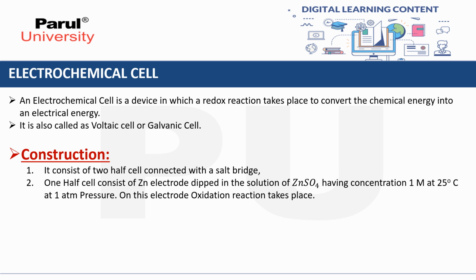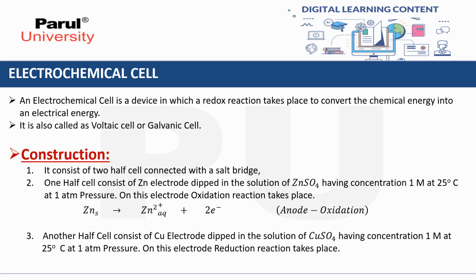One half cell consists of a zinc electrode dipped in a solution of zinc sulfate having a concentration of 1 molar at 25 degrees centigrade and 1 atmospheric pressure. On this electrode, an oxidation reaction takes place. That is, the zinc ionizes into Zn2 plus ion and loses 2 electrons, and becomes the anode where oxidation takes place.